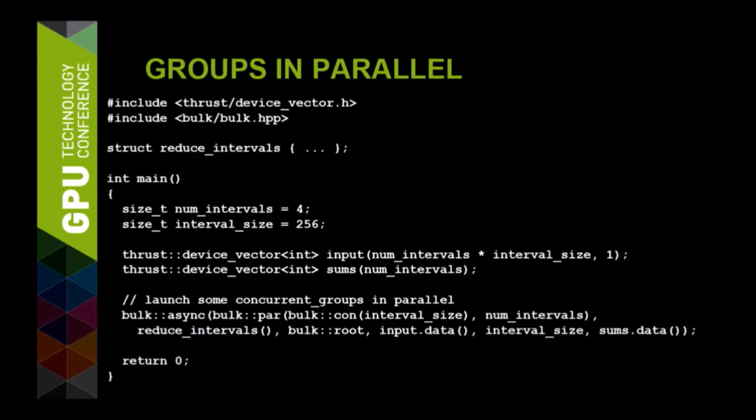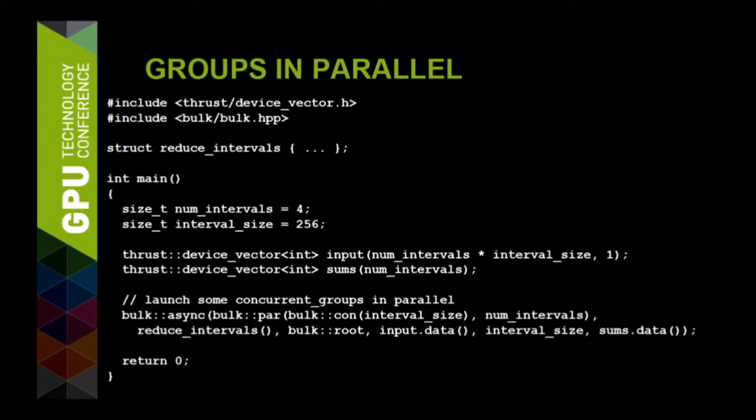So let's look at some more interesting kernels. Before, I showed you how to reduce or sum up a single small group of numbers, but say we had lots and lots of different intervals that we wanted to sum up. So this is basically a segmented reduction.